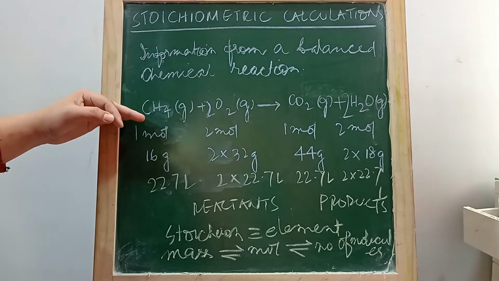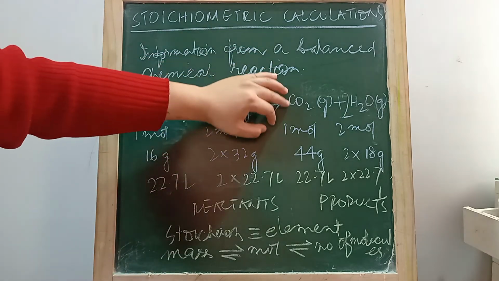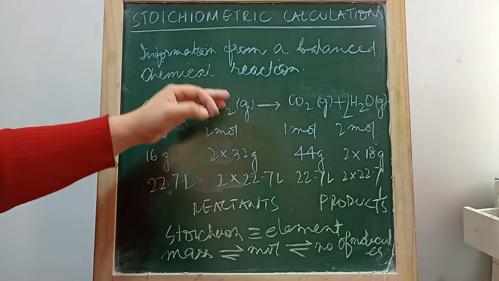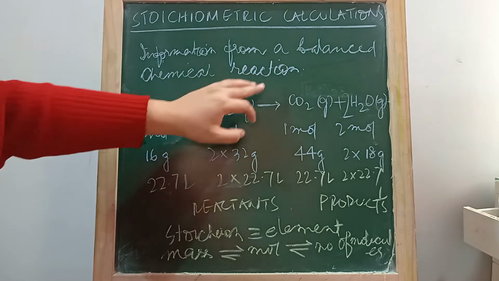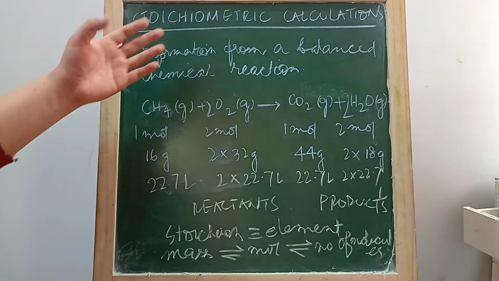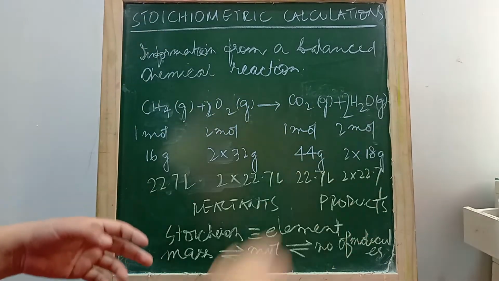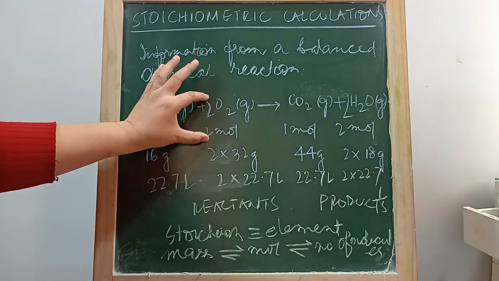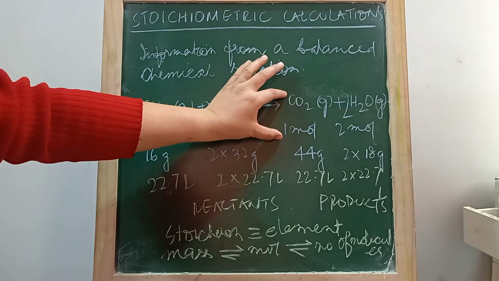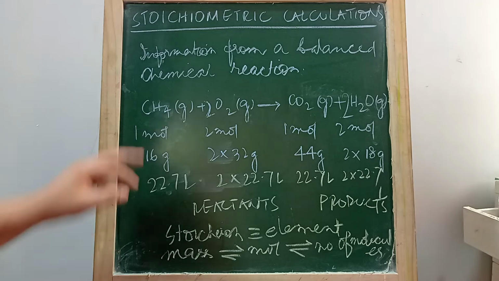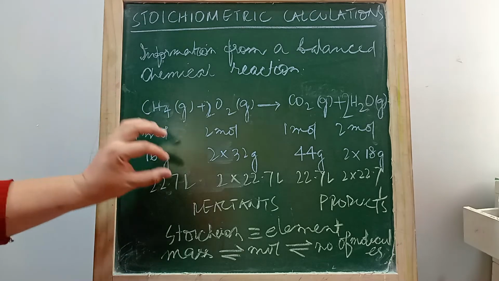So first we know the number of molecules. One molecule of methane is reacting with two molecules of oxygen to give one molecule of carbon dioxide and two molecules of water. Similarly, that would be a dozen. One dozen of methane is reacting with two dozen of oxygen to form one dozen of carbon dioxide and two dozens of water molecules. In other words, let's remove the dozen, let's use mole. 1 mole of methane is reacting with 2 moles of oxygen to give 1 mole of carbon dioxide and 2 moles of water, right?